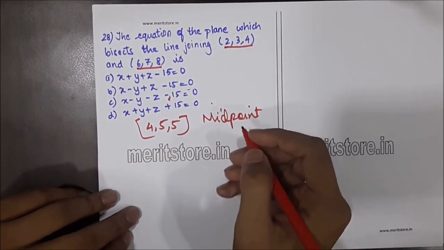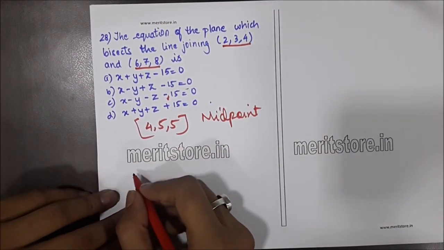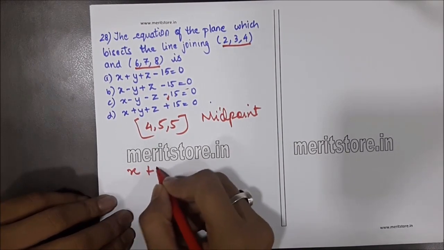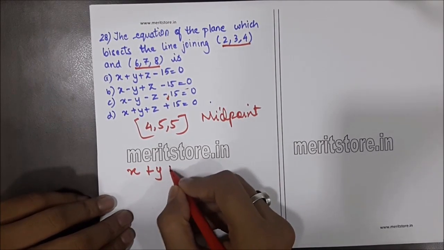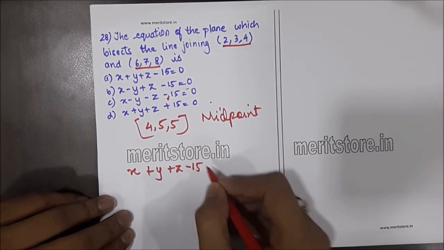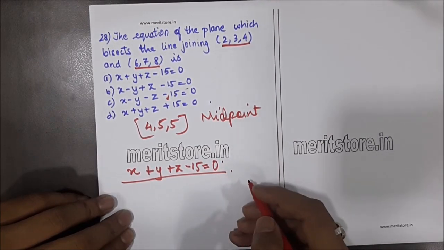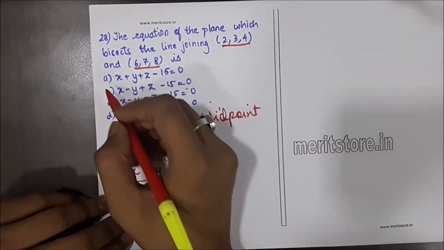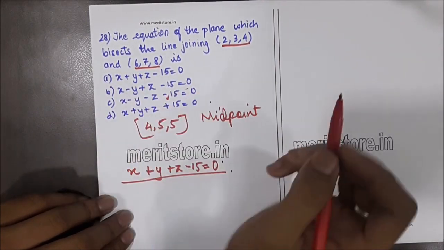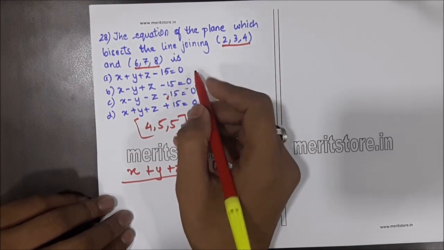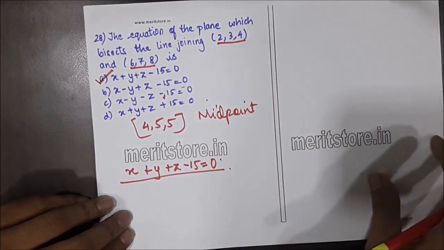So this lies on the plane x + y + z - 15 = 0. So this is the required plane. So the equation x + y + z - 15 = 0 is the correct answer.